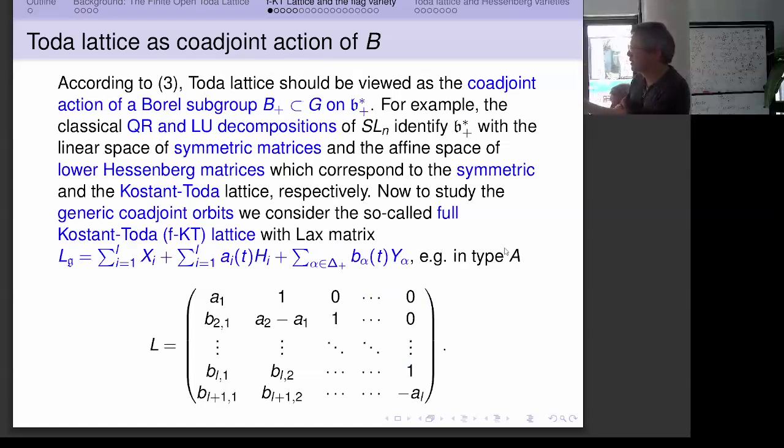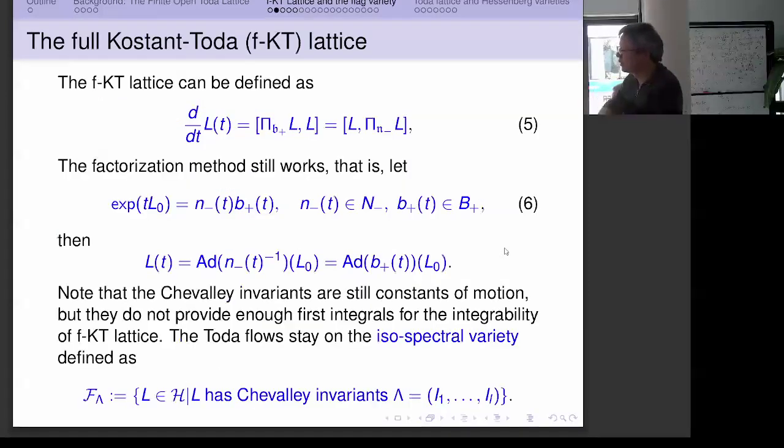Looking at that, nothing prohibits us from considering the general co-adjoint orbit. So we shouldn't restrict to just the tridiagonal matrices. We can consider the whole co-adjoint orbit, so I consider all the lower triangular matrices shifted by ones, and I will look at what happens here. Since the tridiagonal ones were investigated by Kostant, we call this the full Kostant lattice.